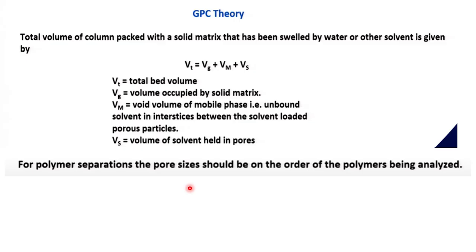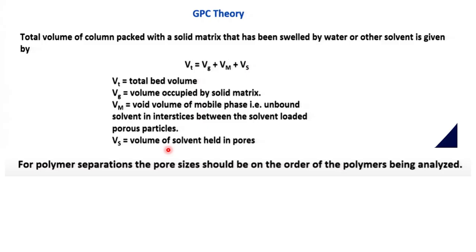So what is the GPC theory? The total volume of a column packed with a solid matrix that has been soaked by water or other solvent is given by total volume Vt equal to Vg, that is the volume occupied by the solid matrix, Vm, that is the void volume of mobile phase, that is unbound solvent in the interstices between the solvent-loaded porous particles, and Vs, that is the volume of solvent held inside the pores.